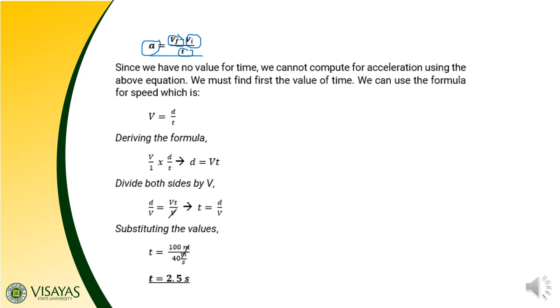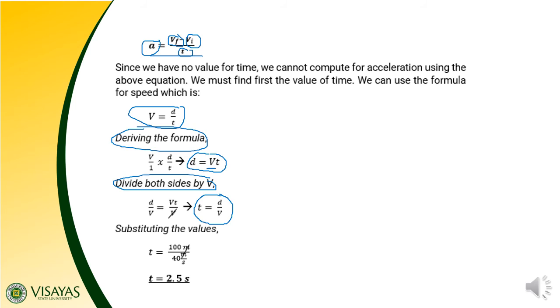We can use the formula for speed, which is v equals distance over time. So we must derive this formula to have the equation for time. Deriving the formula by cross multiplying, we come up with vt equals d. Then divide both sides by v to cancel out the v in this portion. So our final equation that we'll be using to find time is t equals distance over v.